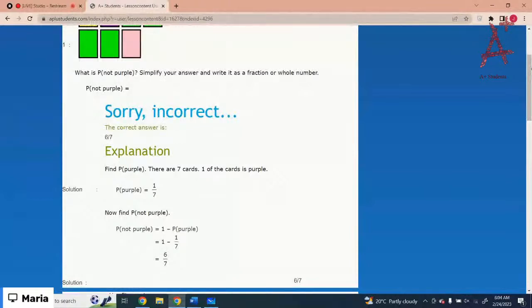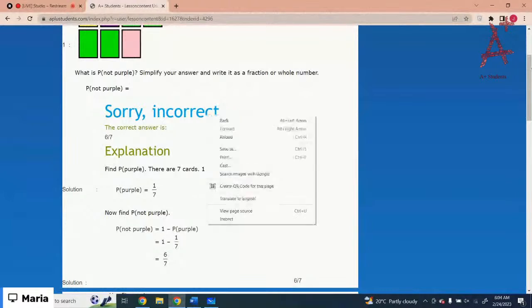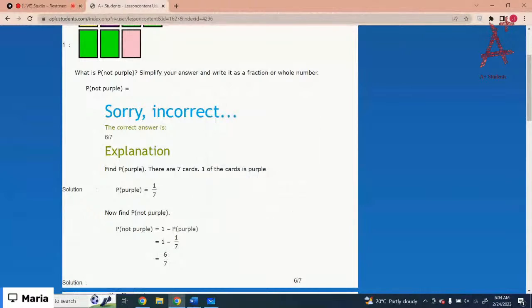You have to calculate the probability of not purple, so you have to subtract 1 minus the probability of purple. Got it? So 1 minus 1 over 7 is 6 over 7. That means the probability of not purple is 6 over 7. Got it?